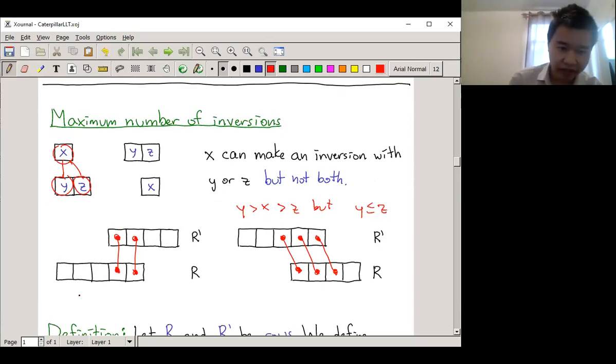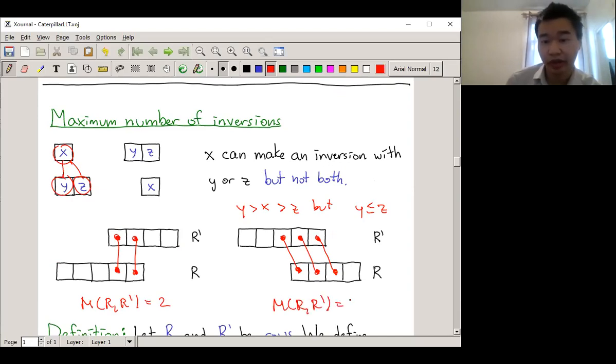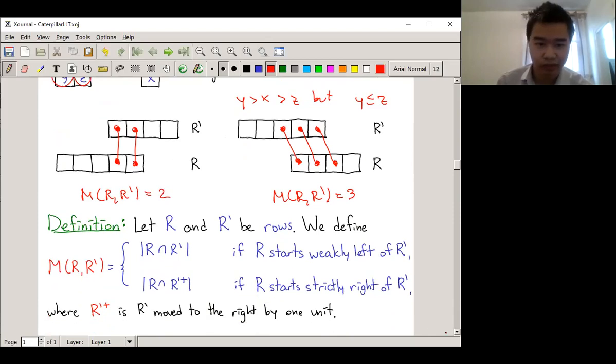So I decided to define this quantity m of r comma r prime to just be the maximum number of inversions that I could get between cells in rows r and r prime. I think that this pictorial description hopefully should be sufficient, but just to define it properly, I've written out exactly what happens. Are there any questions about how the maximum number of inversions is 2 in this case and 3 in this case?